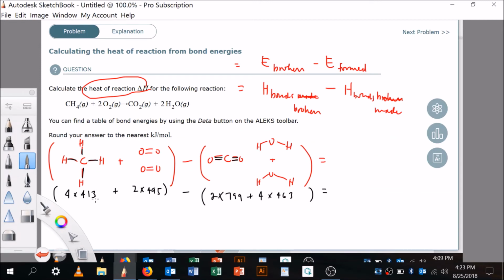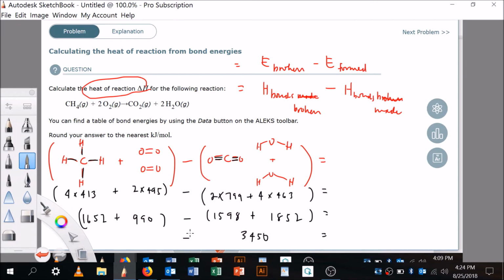Okay? 4 times 413. Can't do that in my head. 4 times 413 is equal to 1652. 2 times 495. I can't do that one in my head. That's 990. Minus 2 times 799. I can do that one in my head. That's 1598 because it's almost 1600, right? And then 4 times 463. I can't do that. 4 times 463 is equal to 1852. Okay? All right. 1852 plus 1598 is equal to 3450.